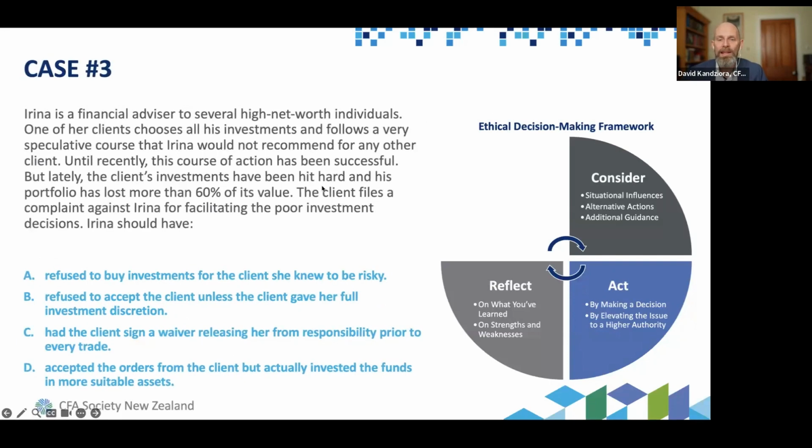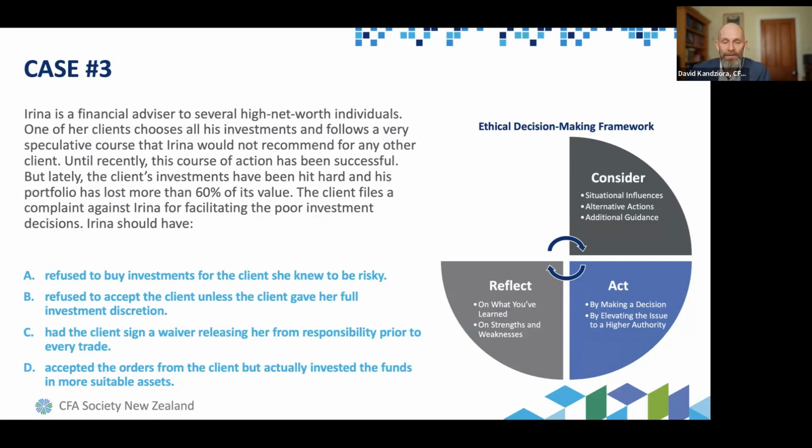So we've got another case study here. I'll read that one out as well. So we've got Irena, the financial advisor to several high net worth clients. One of her clients chooses all his investments and follows a very speculative course that Irena would not recommend for any other client. Until recently, this course of action has been successful, but lately the client's investments have been hard hit and the portfolio has lost more than 60% in value. The client files a complaint against Irena for facilitating the poor investment decisions.